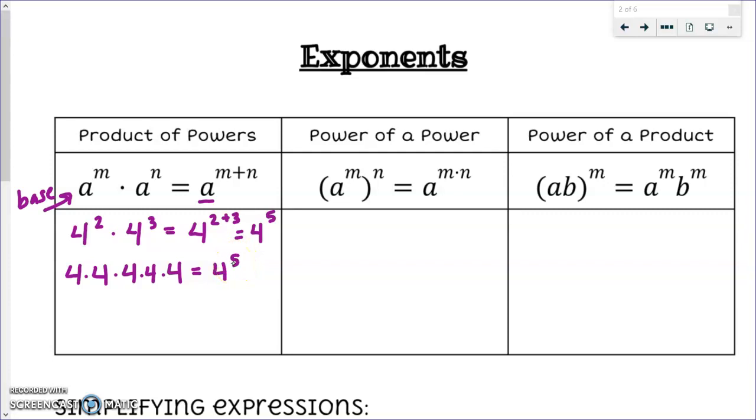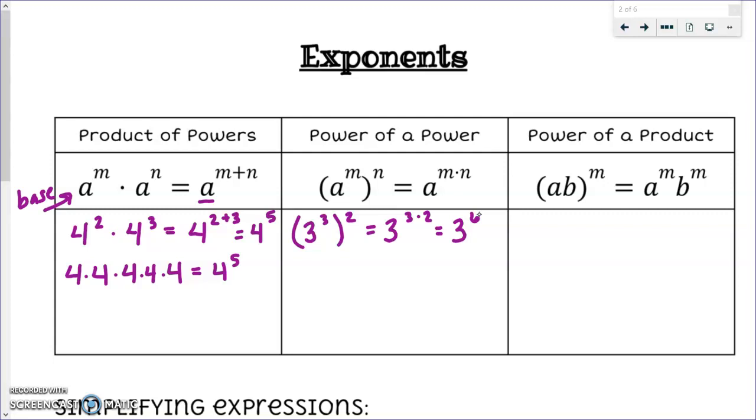The next rule we have here is called power of a power. So looking at this one, we're still dealing with multiplication. This time, when I have a base raised to a power, inside parentheses with another exponent, what we do is we keep our base and multiply those exponents. So let's say I have 3 cubed inside my parentheses to the power of 2. What I would do is keep my base and multiply my exponents. Well, in this case, 3 times 2 gives us 3 to the power of 6.